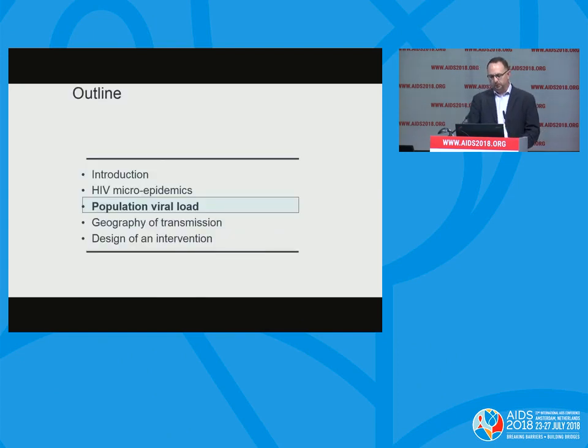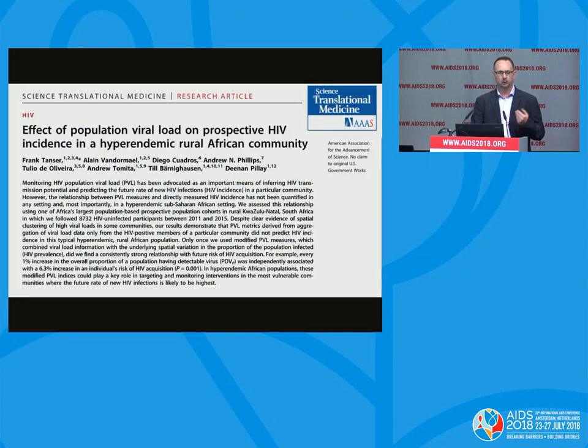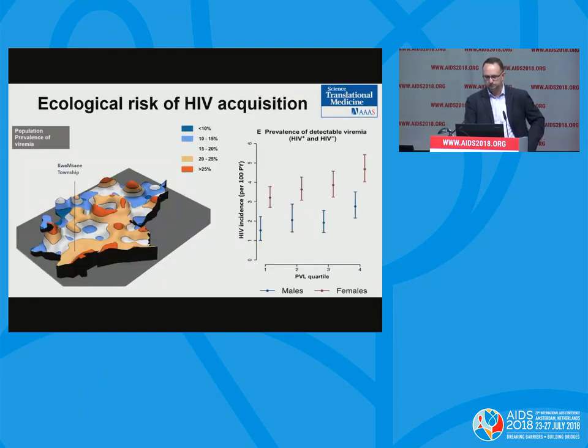I'll speak a bit about the population viral load work. So population viral load, or aggregation of viral loads in a specific community over time, has the potential to provide a very sensitive pulse on the epidemic. And what we did in this study was to take a population-based viral load survey, look at the viral load patterns by community, and analyze the extent to which that predicted future incidence. This paper was published in Science Translational Medicine.